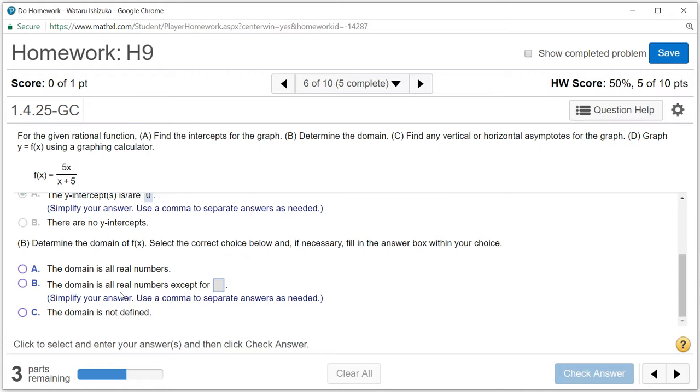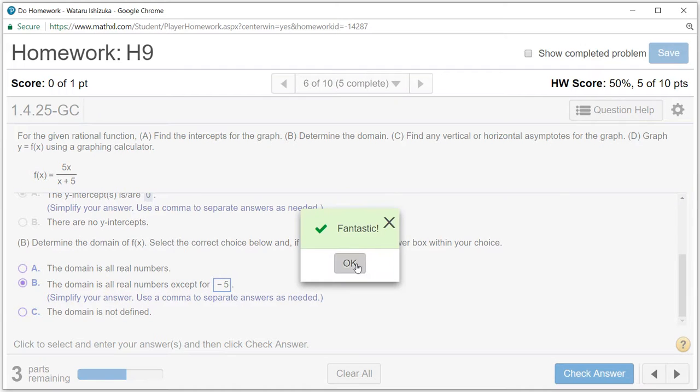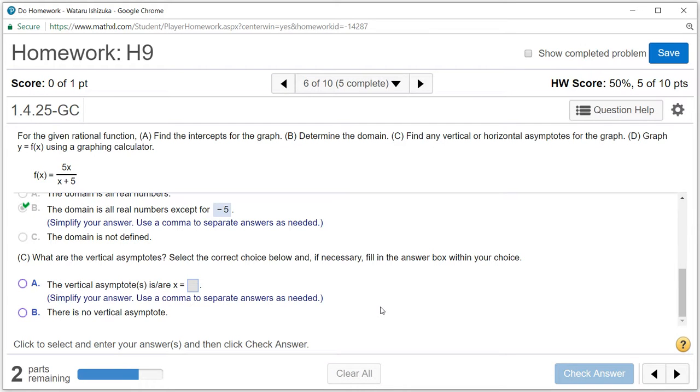The domain is all real numbers except negative 5. So negative 5 is the only bad number. Check the answer. We got that. Then we want to find the vertical asymptote.